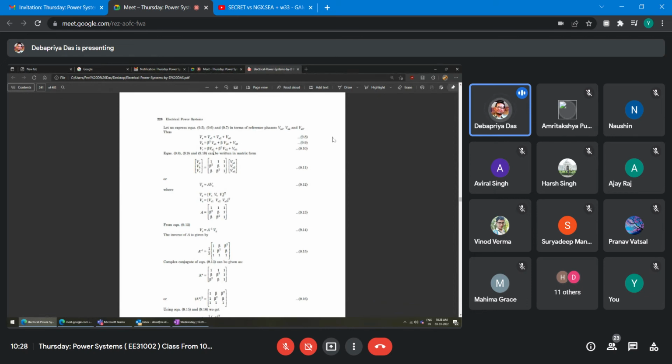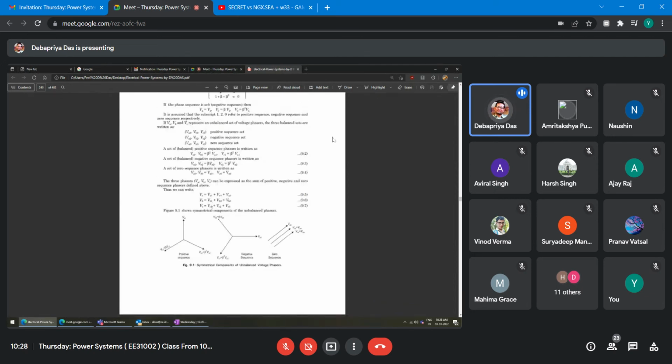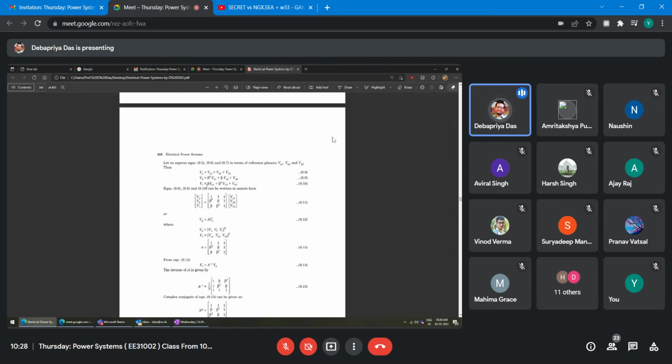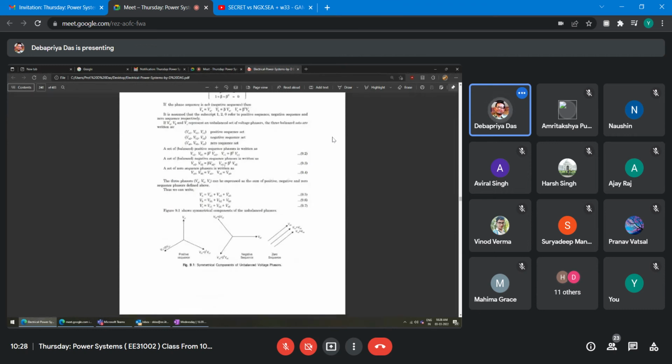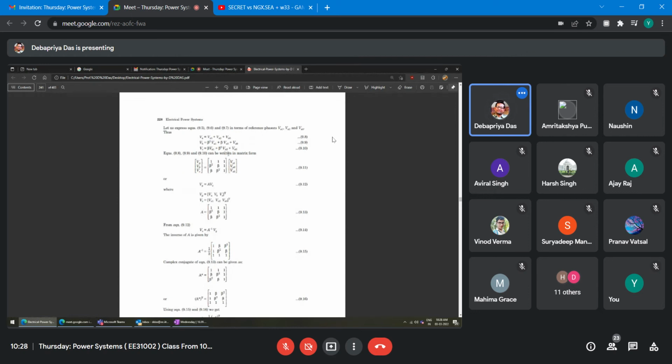Similarly, for VC, VC1 is equal to beta VA1. This is a typographical error, so you correct it; it will be beta VA1. Then VC2 is equal to beta square VA2, as in 9.3, and VC0 is equal to VA0. Zero sequence components are all equal. Now, is it okay? Okay, so how did you get 5, 6, 7?